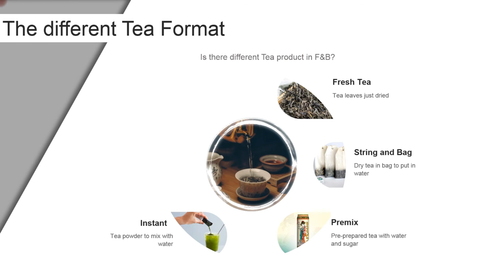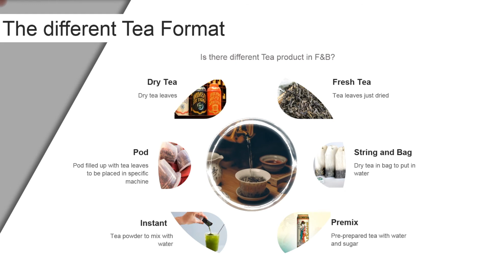Instant, tea powder to mix with water. Pot, a pot filled up with tea leaves to be placed in a specific machine. And lastly, the dry tea. The dry tea is the dry tea leaves.